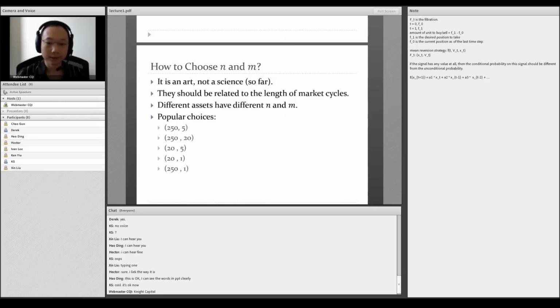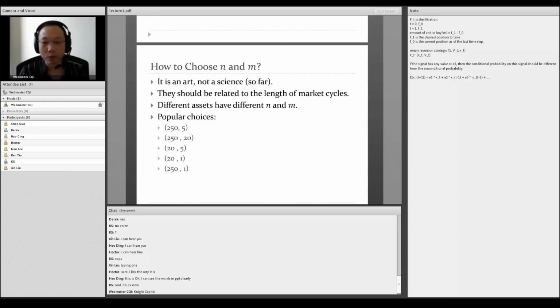And other popular choices are like, say, 1 year versus 1 month, or 1 month versus 1 week, or 1 month versus 1 day, or 1 year versus 1 day. Now, just looking at these numbers, they look equally good to me. I have no idea which one is better than the other one, and likewise for you too.